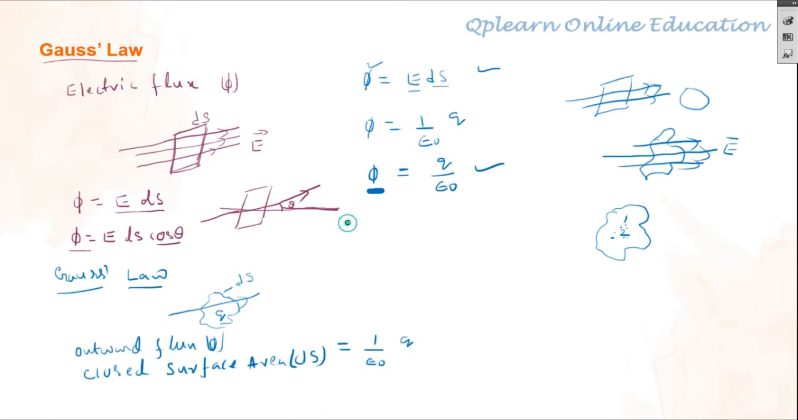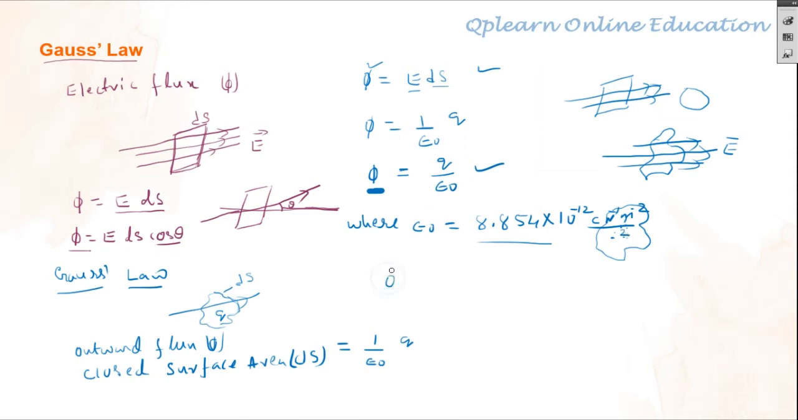Epsilon naught is a constant, and its value is 8.854 times 10 to the power of minus 12 coulombs per newton meter square. So this is the constant. If you want to calculate the flux, you can easily do it. Just put in the charge: 1 coulomb of charge is enclosed in this area.